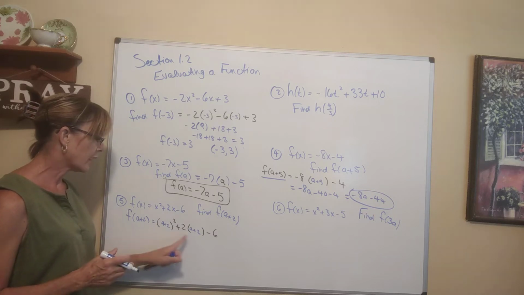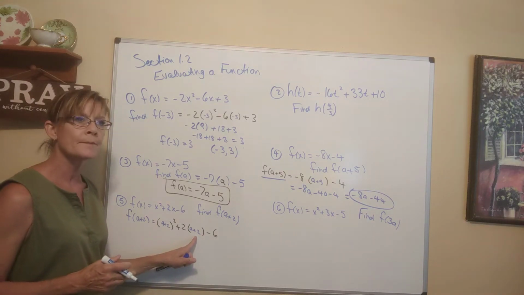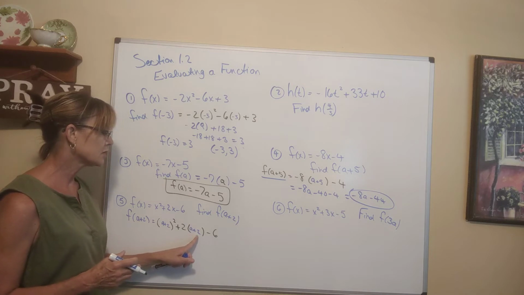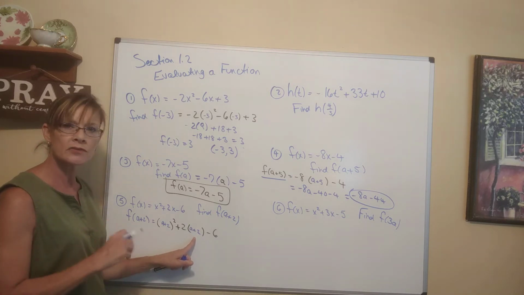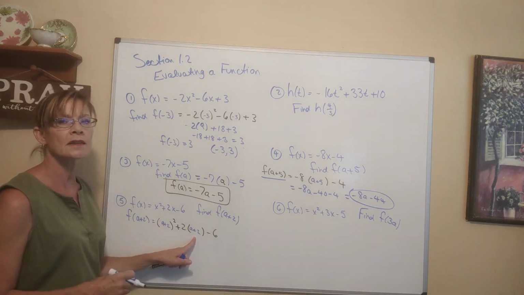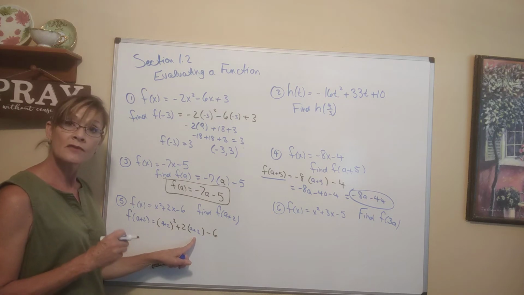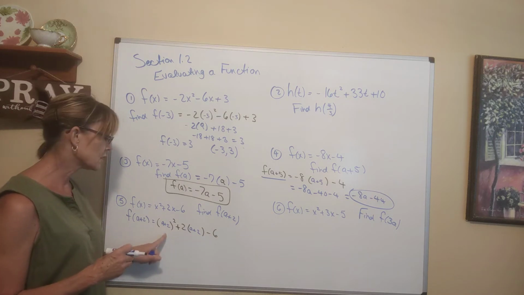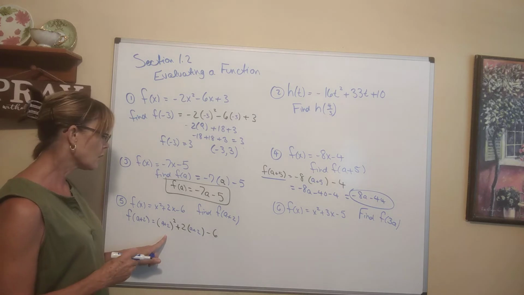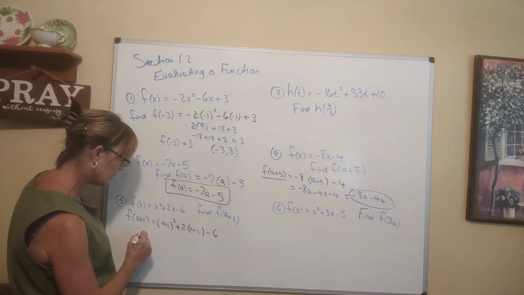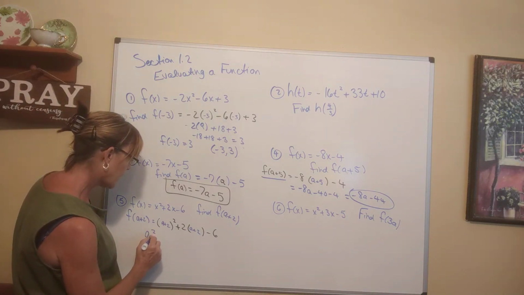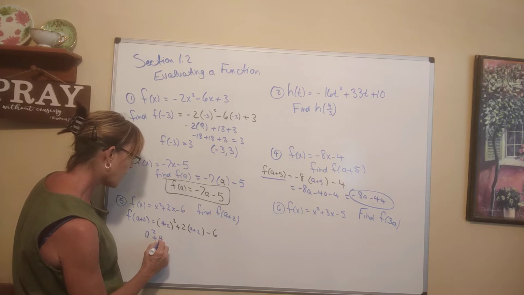Parentheses, we have parentheses, but there's only one thing in there because a plus 2, these cannot be combined, so there's really no work to be done inside the parentheses. Next step is exponent, so we need to square a plus 2. So a plus 2 squared turns into a squared plus 4a plus 4.